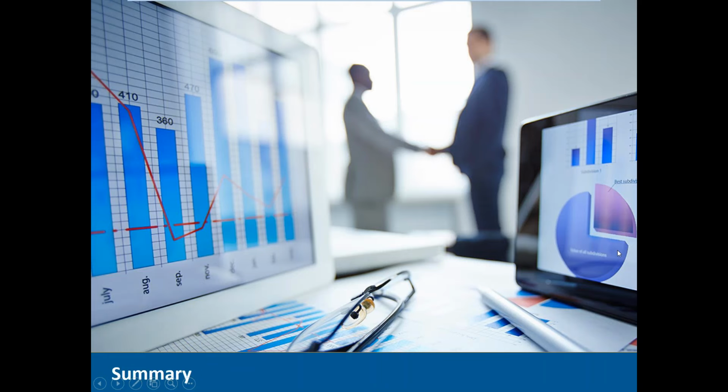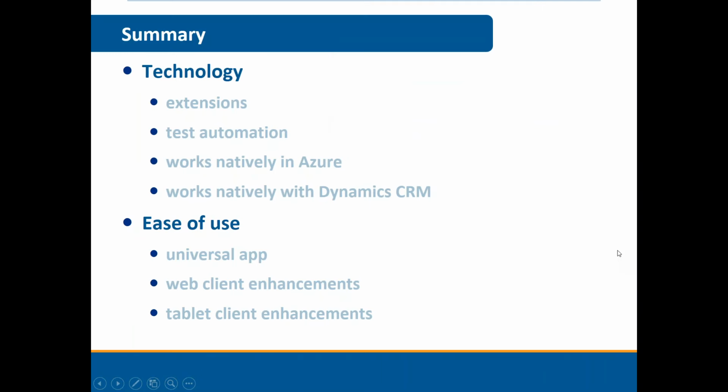So before we ask if you have any questions, just a very quick summary to remind you what you've seen today. Technology, the first two there, quite technical. Extensions, which means that we can develop in extensions that don't affect the source code, which makes upgrades once you're on 2016 much easier. Test automation suites, which mean that we're going to be sending out much cleaner code to you if we do any development. It does work natively in Azure, which means you can consider software as a service if you're thinking of moving away from an on-premise structure.